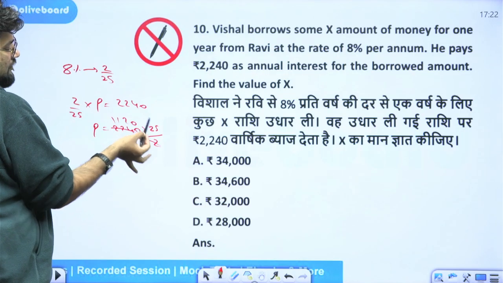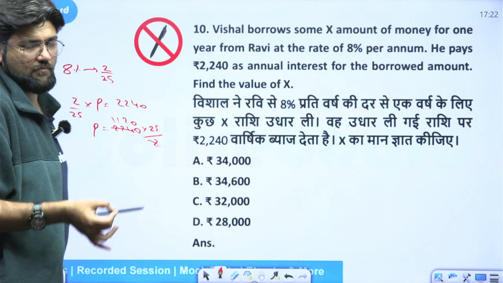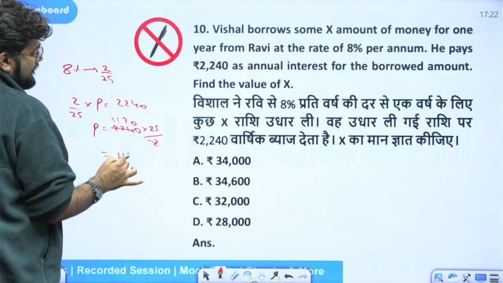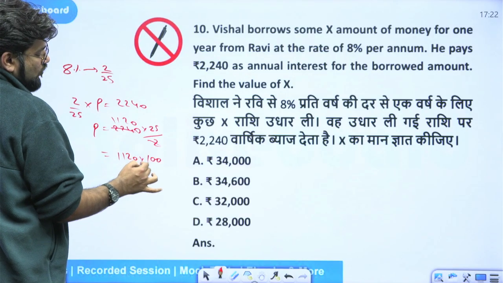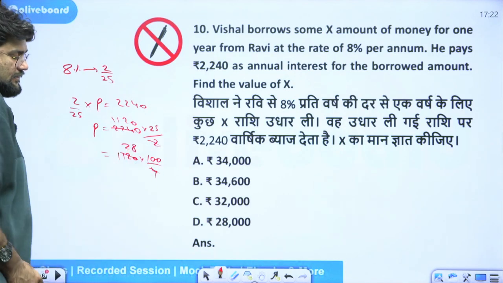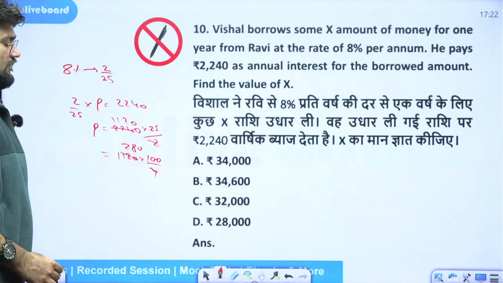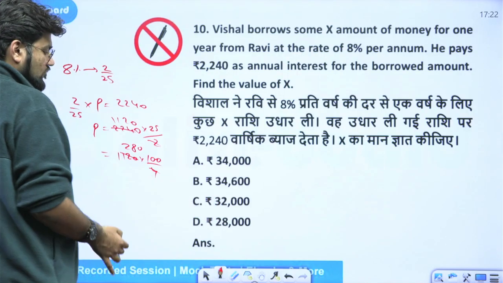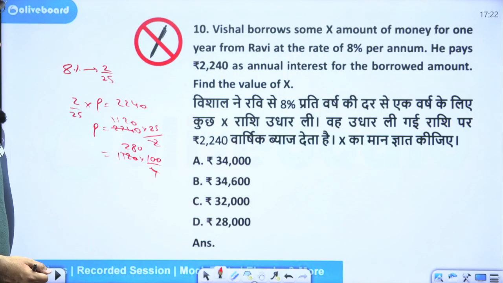Now rather than multiplying this by 25, you can do that also, not a problem. Multiply by 20 plus 5, that will also be very easy. I always preferably convert this into 100 by 4. That makes it easier. And this will get straight away cancelled 280 times. So what will be my answer? My answer will be 28,000. Option D is the correct answer.